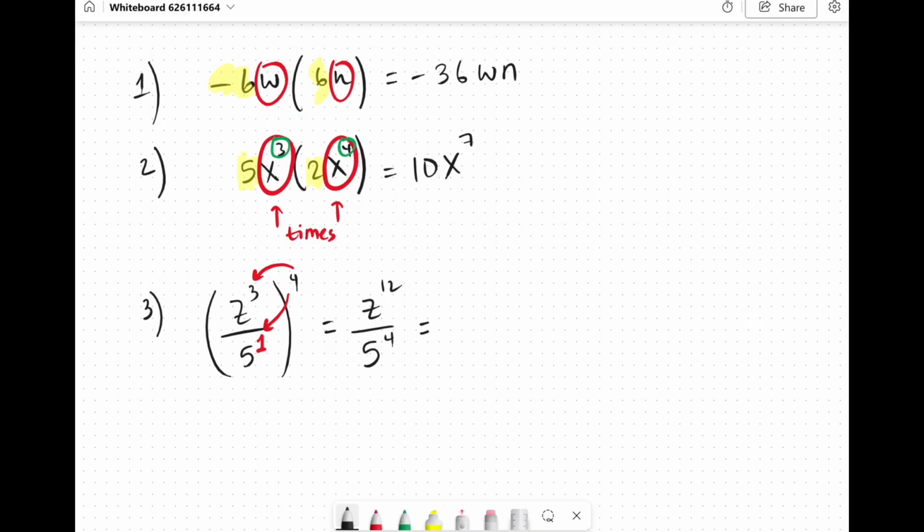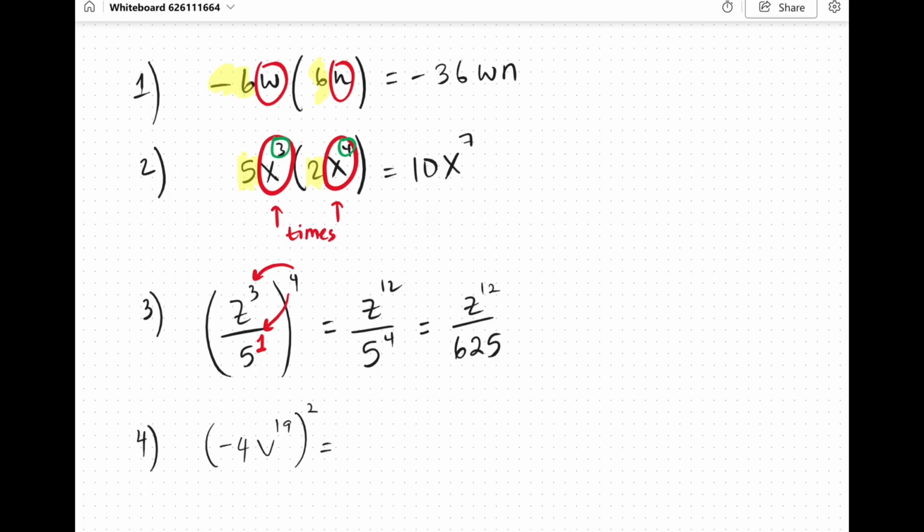Now, 5 to the 4th, we can multiply on our calculator. That's 625. And then z^12 will have to stay as z^12. Again, check that you have no fractions to simplify. You have no coefficients left to multiply, meaning two separate numbers. You don't have any negative exponents. You don't have repeated letters. You're done.